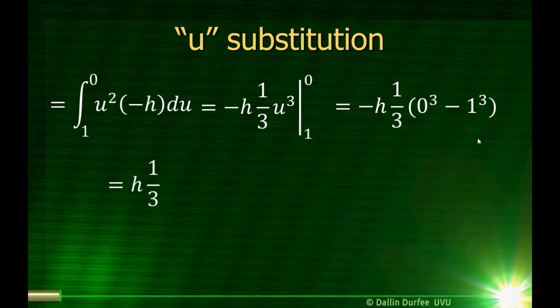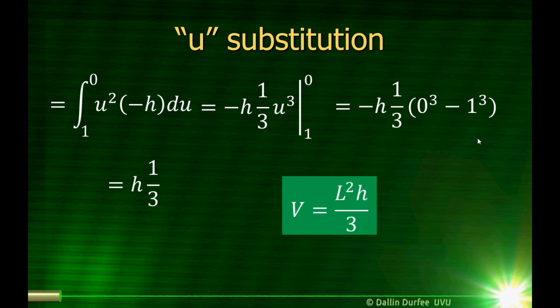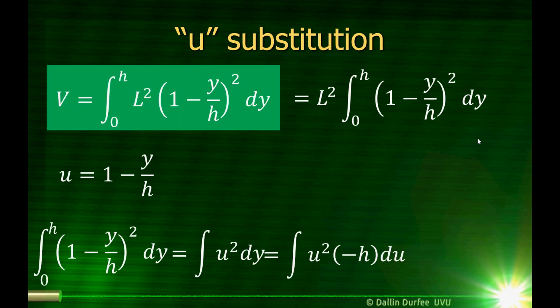And remember, the volume of our pyramid was L squared times this integral. So now we found the volume of our pyramid is just L squared times the height of the pyramid divided by 3. Another way we could have dealt with the limits is we could have not changed them into u and kept them as y limits.